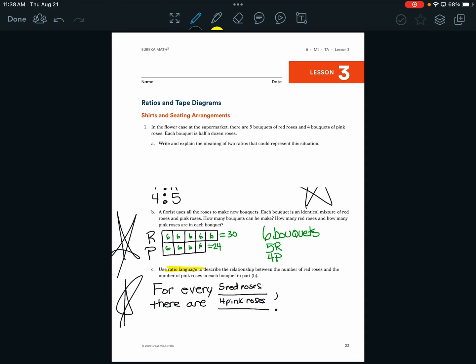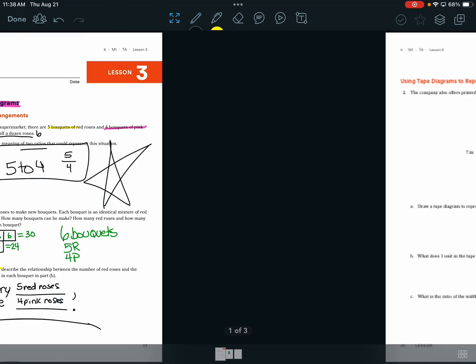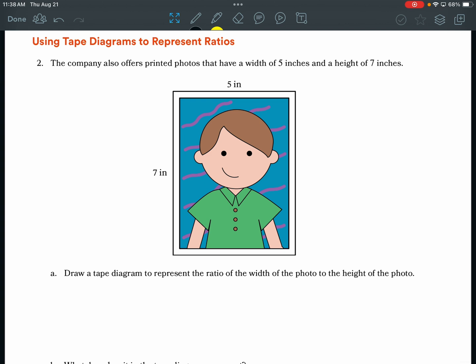Yeah. Okay. This is Bob, I think. We're naming him Bob. Bob got his picture taken. This printed photo has a width of 5 inches and a height of 7 inches. So they want us to draw a tape diagram for width to height. So I'm going to put my little width to height over here. I want my ratio so I can see it. I like to have a visual.